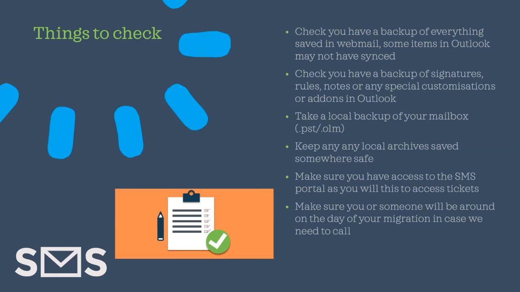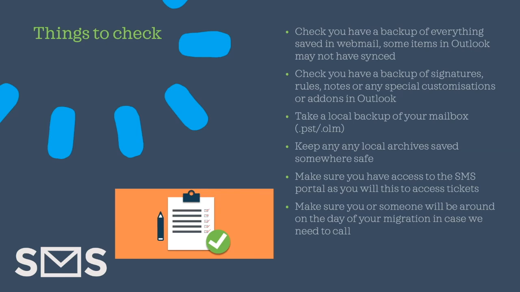We always ask people to do this, even though we do transfer the data over for you. I always advise people, for peace of mind, take a local backup of your data, just so you've got a copy of it. For whatever reason, it's always worth having more than one backup of your data. Any local archives that you may have where you've archived mail off in the past, just keep them somewhere safe on your machine or on a pen drive or hard drive, just so you know where they are.